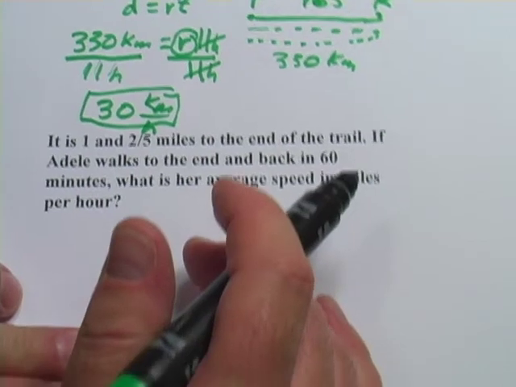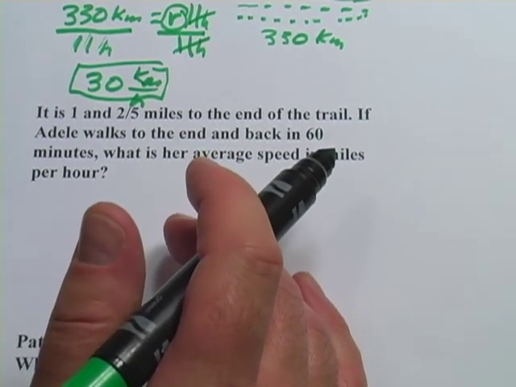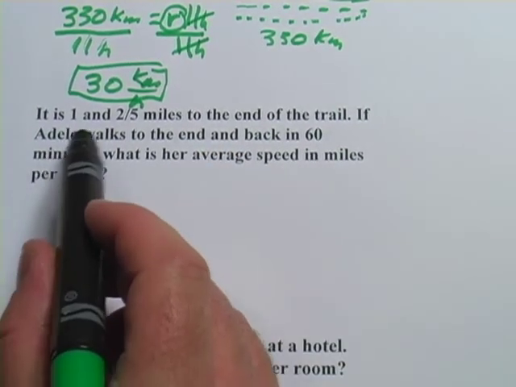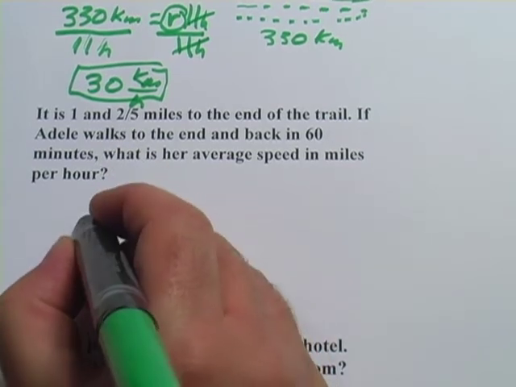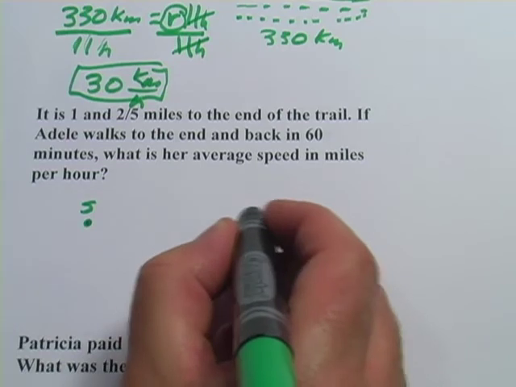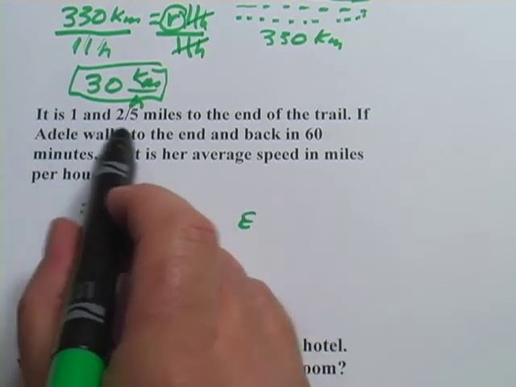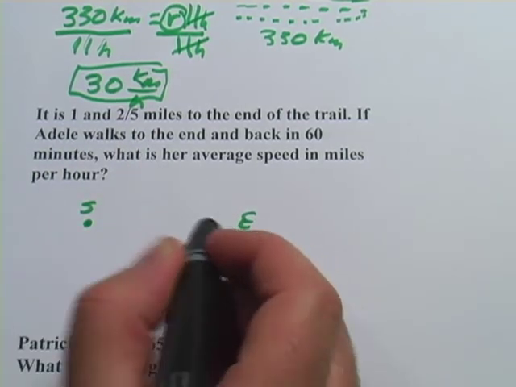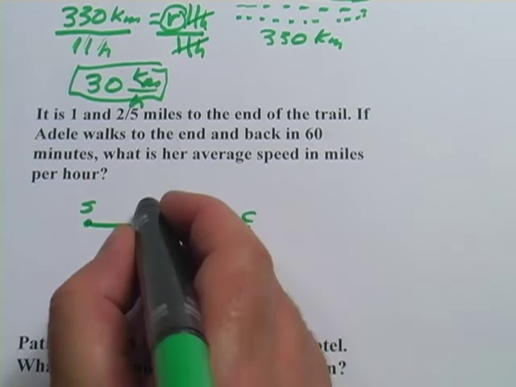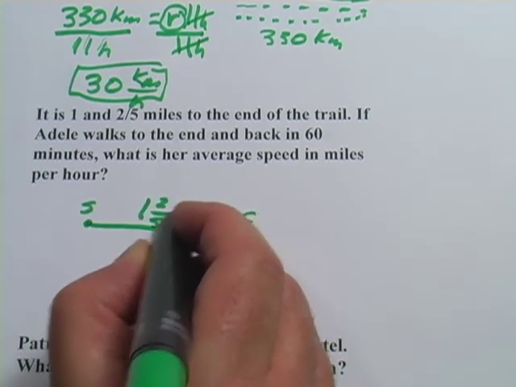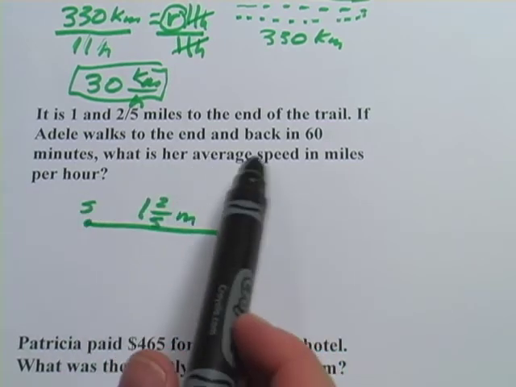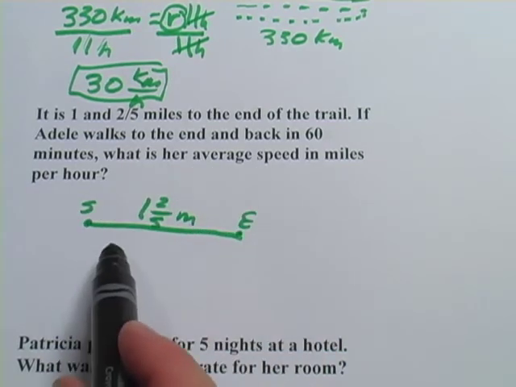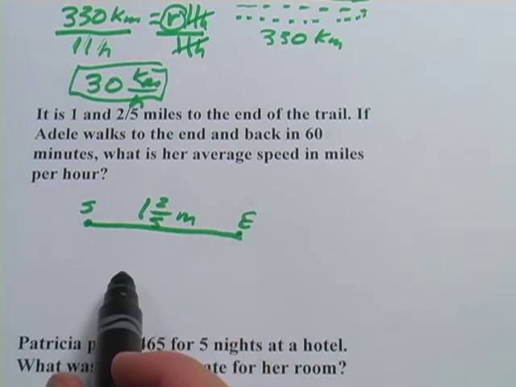So that's the answer for that one. Let's take a look at this next one. It's maybe a little more complicated. It says it is 1.5 miles to the end of the trail. Already I'm going to make a diagram here. So here's the start of the trail. Here's the end of the trail. Sorry, that's not 1.5, that's 1 2/5. Okay, so 1 2/5 miles to the end of the trail. If Adele walks to the end and back in 60 minutes, what is her average speed in miles per hour?